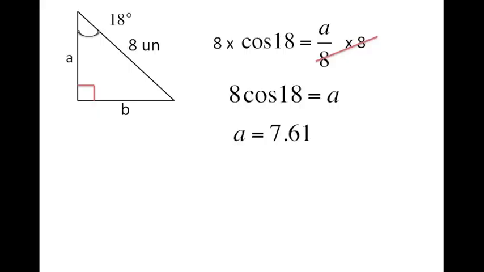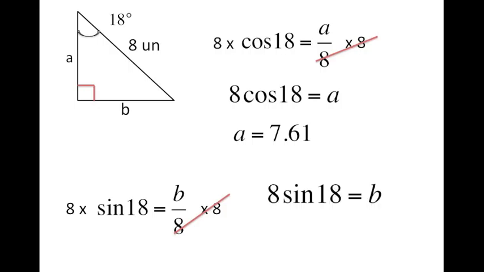Now we're going to solve for B, so we're going to have to use the sine since we have opposite divided by hypotenuse. Again, we're going to multiply both sides by 8. Cross out the 8s on the right side. So B is now 8 times the sine of 18 degrees. And when we put that in our calculator, we get 2.47. Remember to be rounding to the hundredths place.